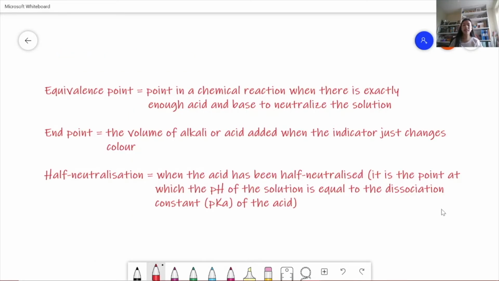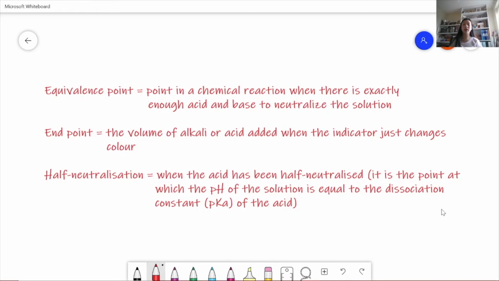Now we're going to look at some definitions. The equivalence point is a point in a chemical reaction when there is exactly enough acid and base to neutralize the solution. So for example, in titrations, when you're adding an alkali to an acid, it's when you add just enough alkali to neutralize that acid. The endpoint is the volume of alkali or acid added when the indicator just changes color. And half neutralization is when the acid has been half neutralized.